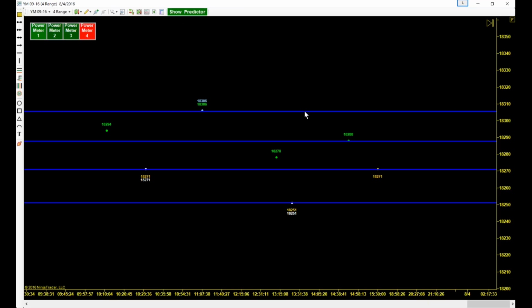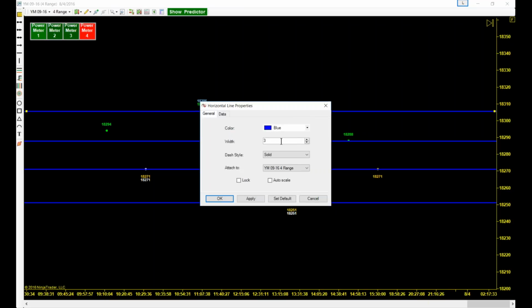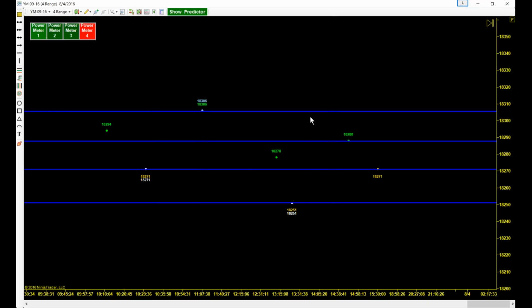Okay. Now you can also change the size of these lines. I usually use 3 swing width pixels, whatever they call them, for my lines. I like a little bit bigger. Eyes aren't like they once were. Okay, but anyway, what you want to do is make sure that you look at these power meters and that you're trading pretty much in the direction of that trend, unless you are scalping.